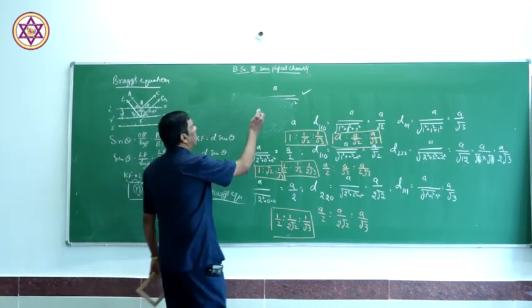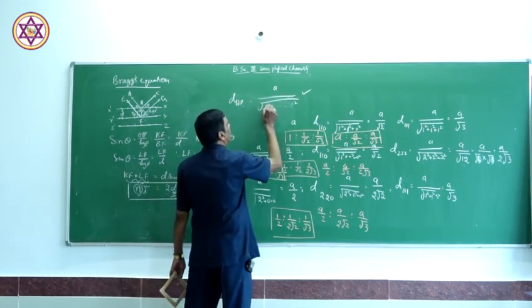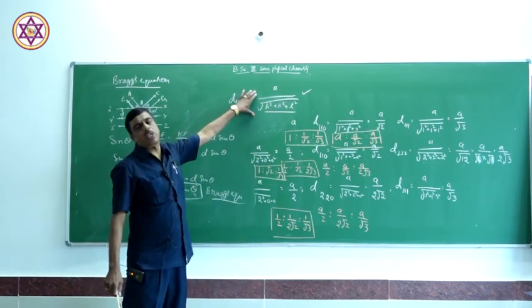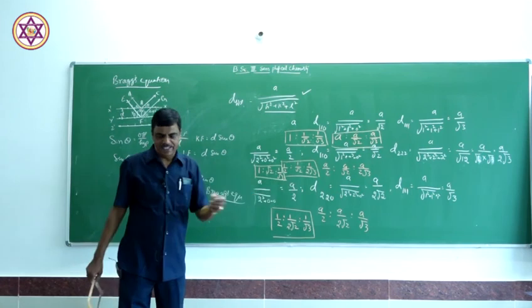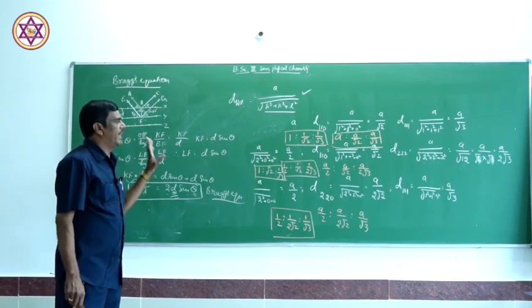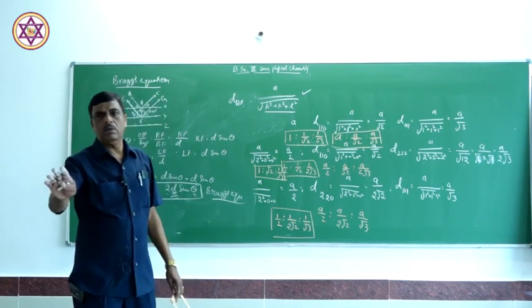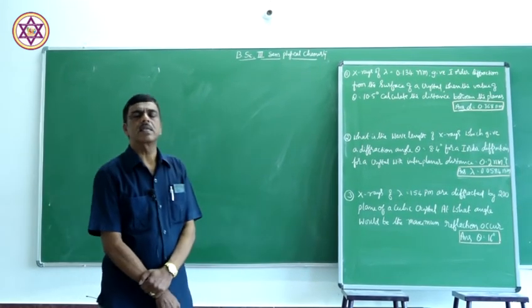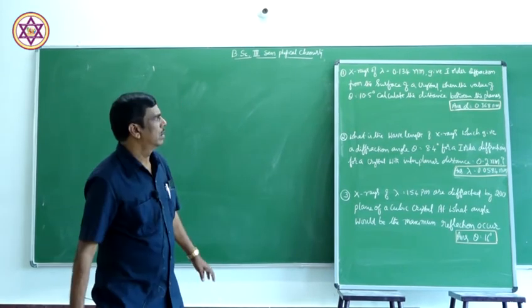For this cubic crystal, d_hkl is equal to a by square root of h square plus k square plus l square. So, this is the expression for the interplanar distance ratio, where the intercept is a, and we can find out the structure, the type of the simple cubic lattice. In this way we can find out. Now, let us go to problems. On the basis of Bragg's equation and interplanar distance ratio, we can solve some problems.